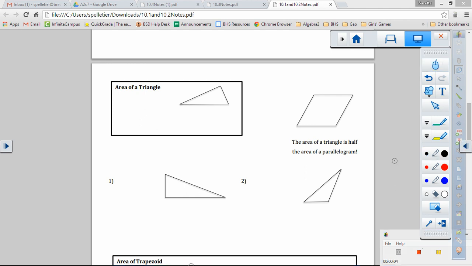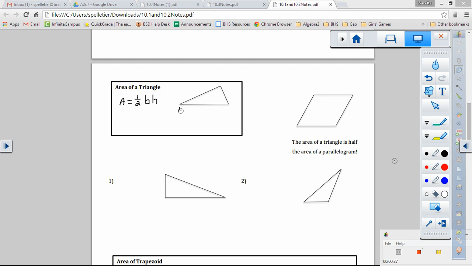Okay, area of a triangle. So here is the formula for the area of a triangle. First of all, we have A equals 1/2 the base times the height. And so why is that formula 1/2 base times height?